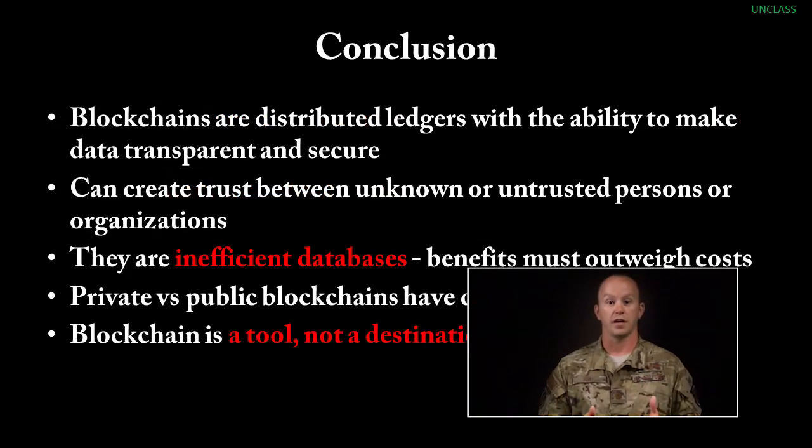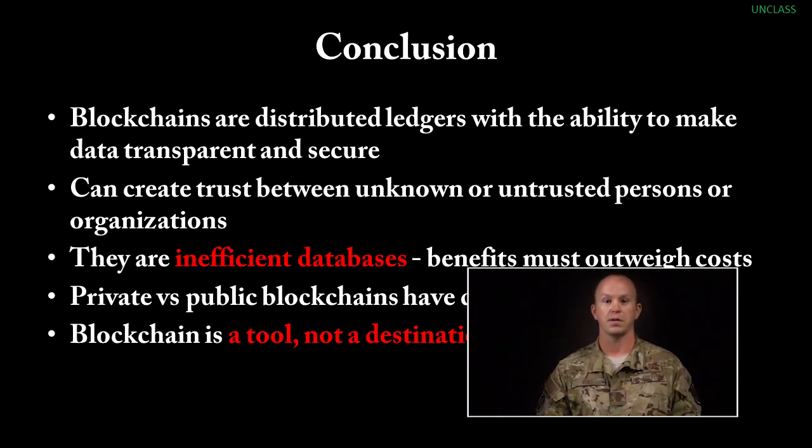Here's what I want you guys to take away from this. And again, email me if you guys want to go a little bit deeper into this. But blockchains are distributed ledgers with the ability to make data transparent, secure, immutable, tamper-resistant. You can create trust or mimic trust in situations where there is no trust between the organizations or parties. They might not even be known to each other.